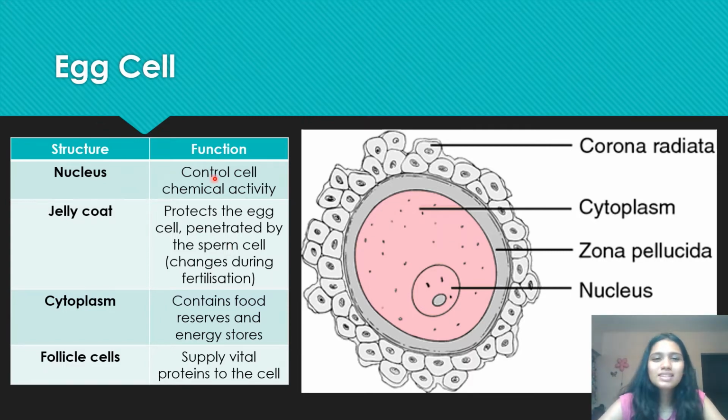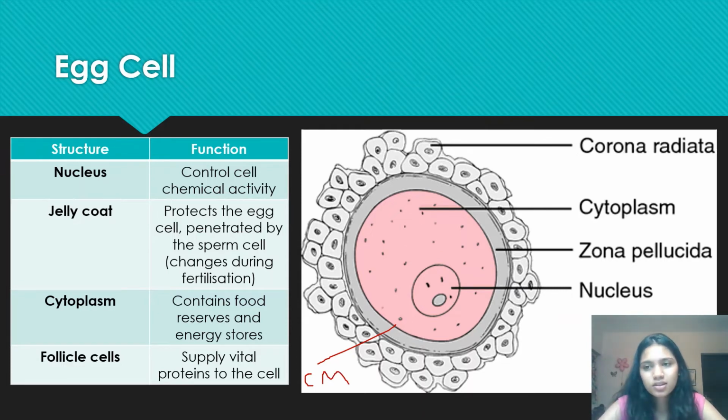And then the nucleus again controls cell chemical activity. Okay, this is the drawing. Also, remember to label the membrane, which is this area, like here. Okay, that is the cell membrane. Don't forget about it.